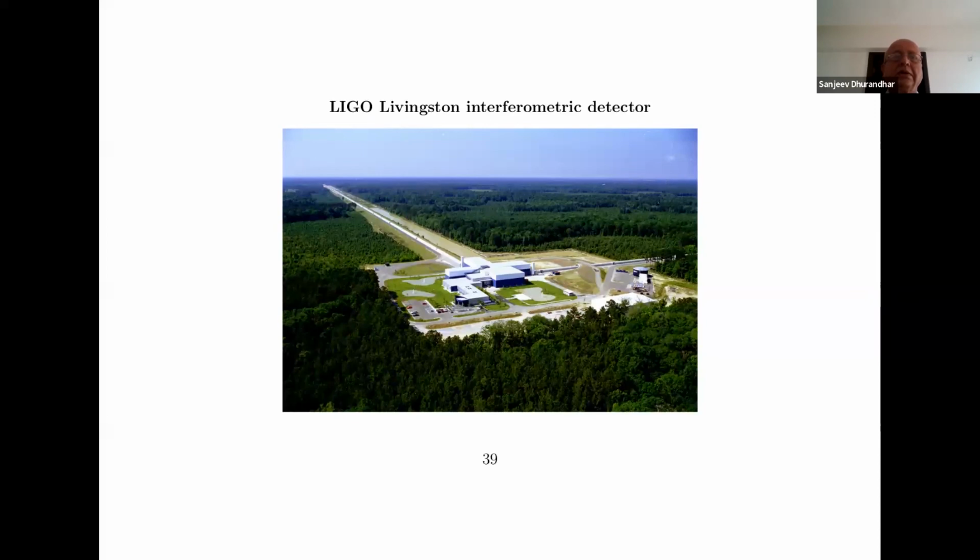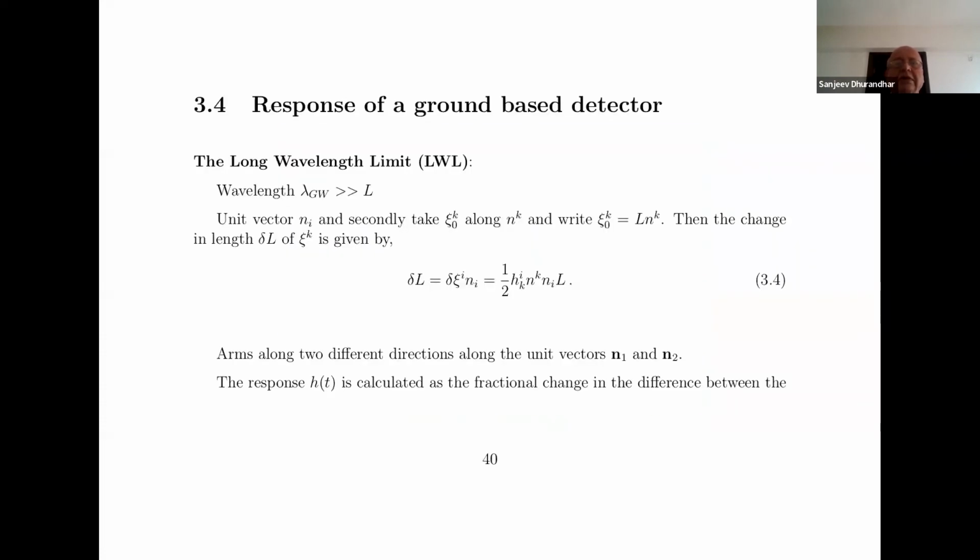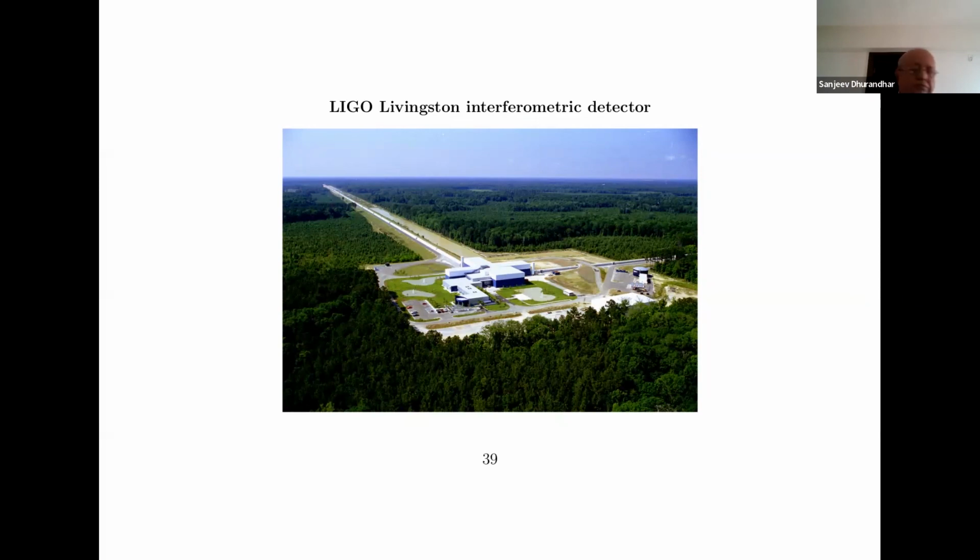Here's the picture of the LIGO Livingston interferometer detector in Louisiana. There are two of these detectors in the US, two LIGOs. One is in Hanford, which is in the northwest of the US. The other one is in the southeast. I think I'll stop here because the next thing is the response, which I'll discuss tomorrow.